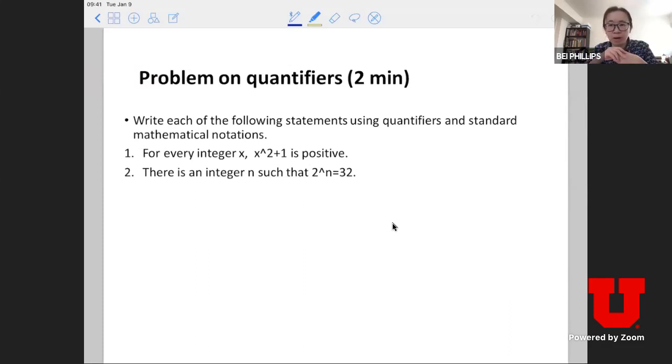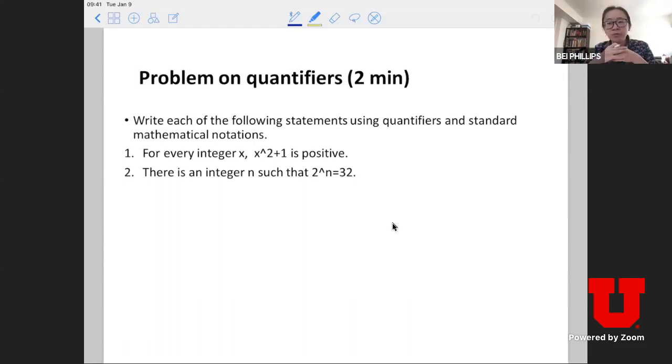This should be a problem that takes you roughly 2 minutes. And I'm going to give you roughly 1 minute of time to think about it. And then we're going to try to do this together, right? So this is just to say, I give you some English sentence with some variables. Can you convert the English statement using quantifiers and standard mathematical notations? By standard mathematical notation, I mean things we have learned so far under propositional logic.